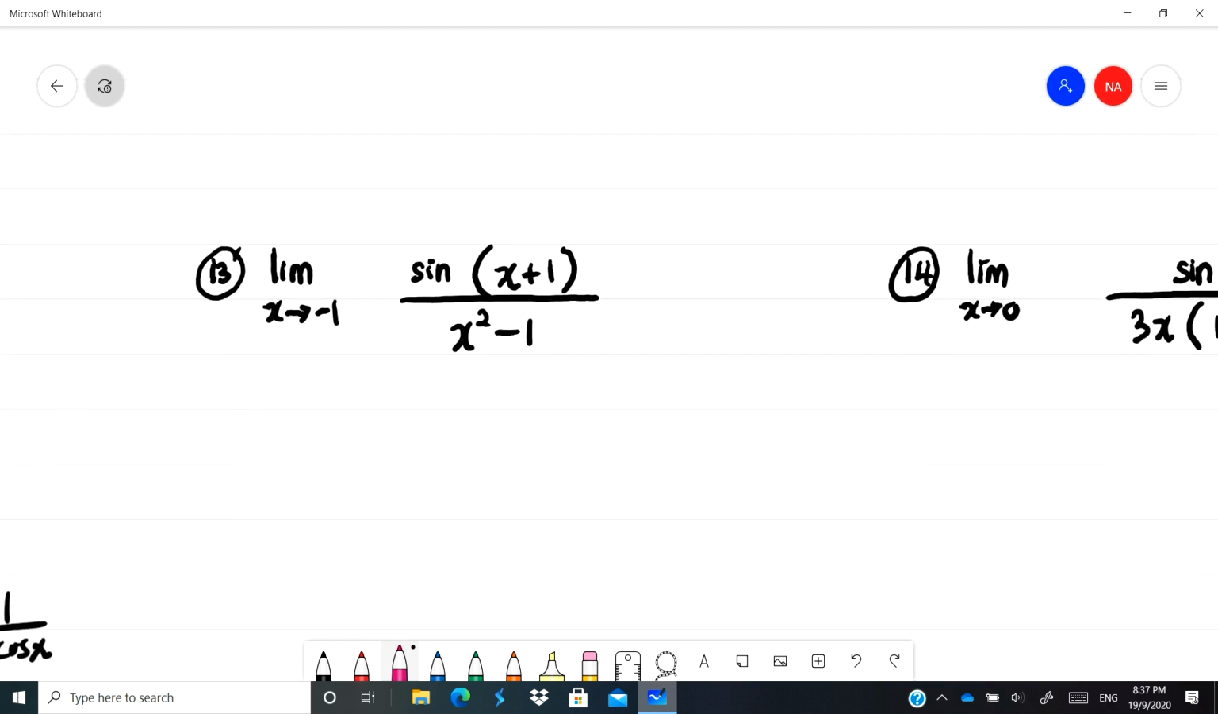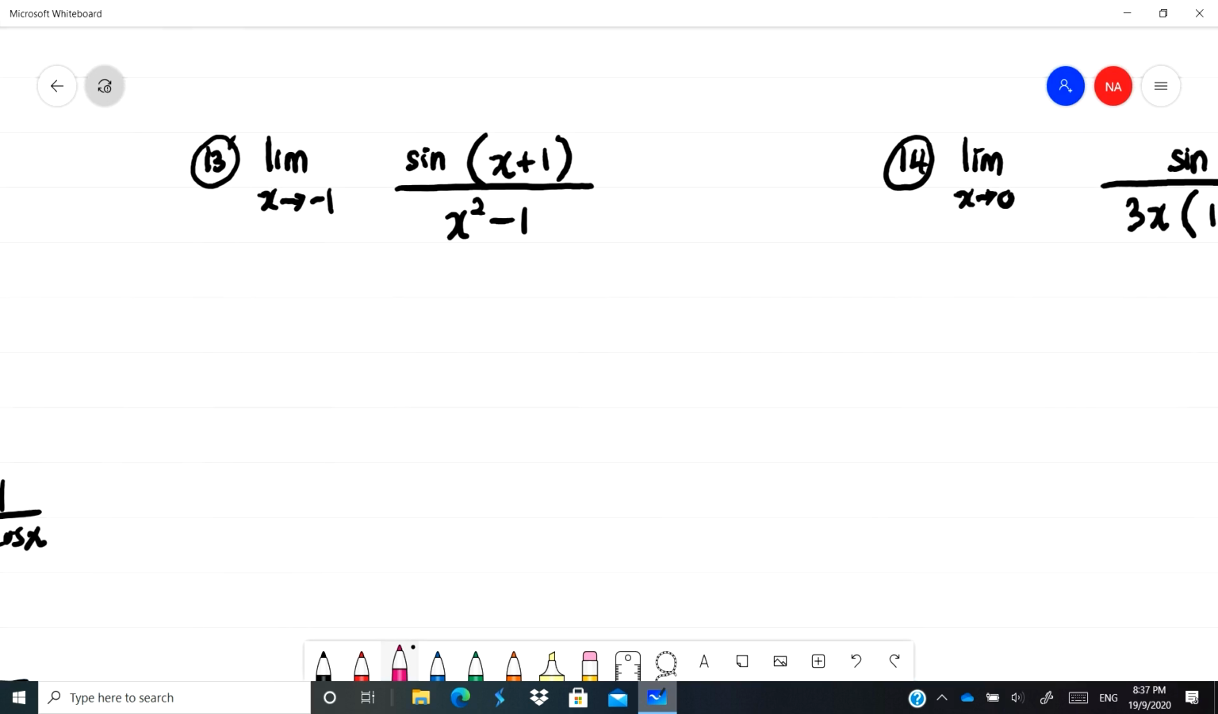So number 13. For number 13, you have to do something called factorization here.